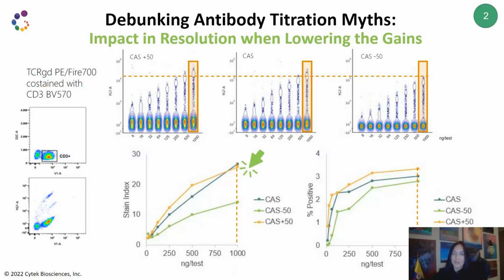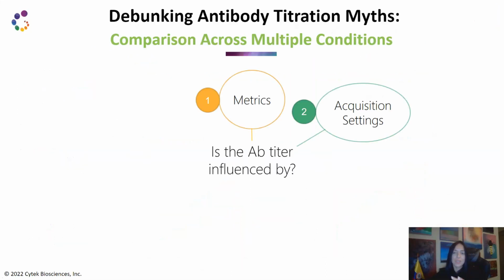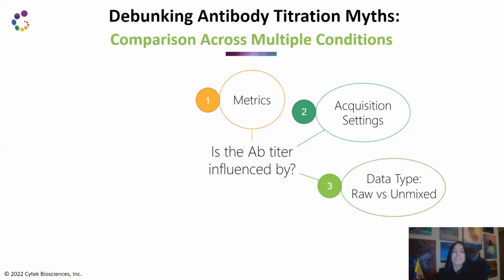So another non-saturating antibody, and how careful you need to be with your staining protocol in that particular case. So we have an answer: settings for optimal titer don't play much of a role, but definitely they do for your resolution. Now the data types. If you have a spectral unit or an Aurora or Northern Lights system, you're going to have raw files.